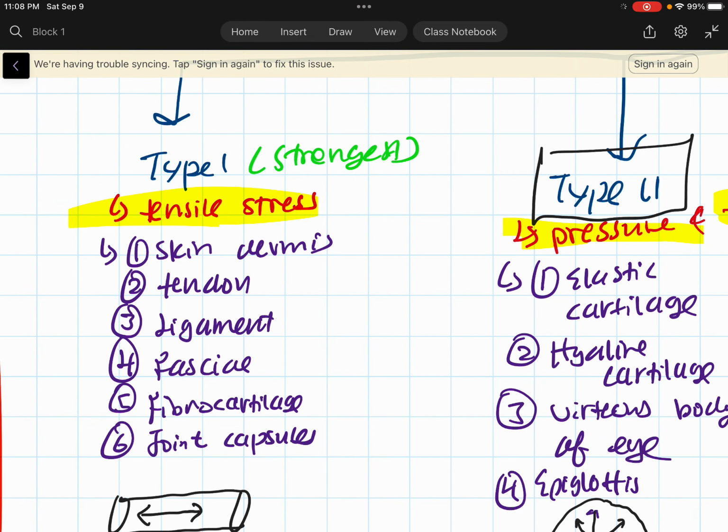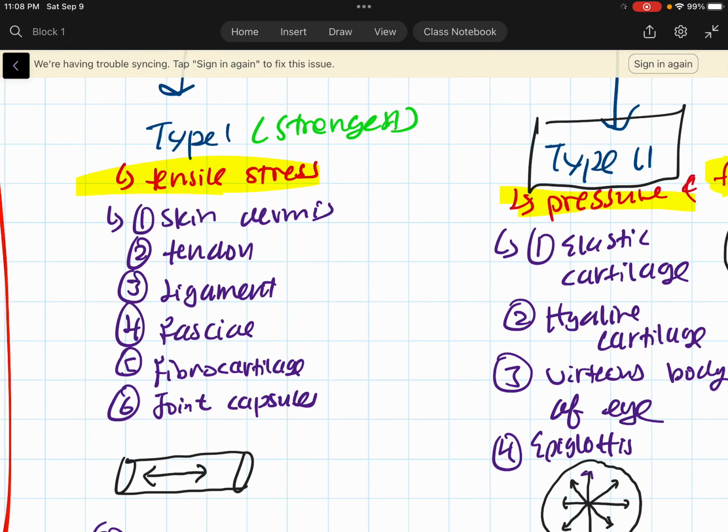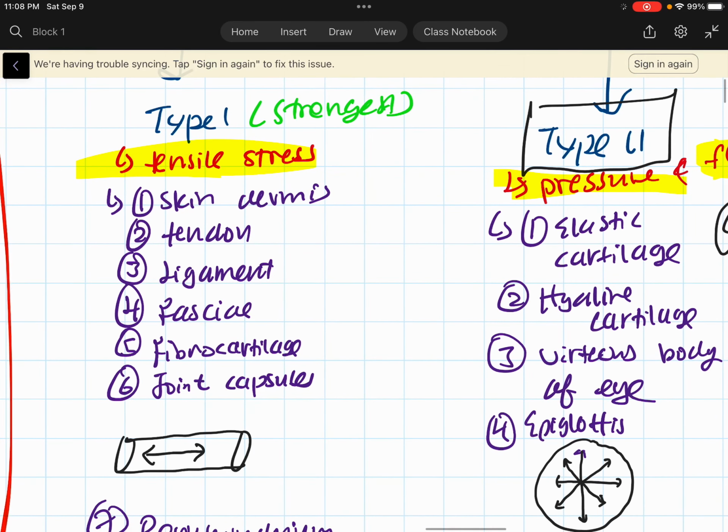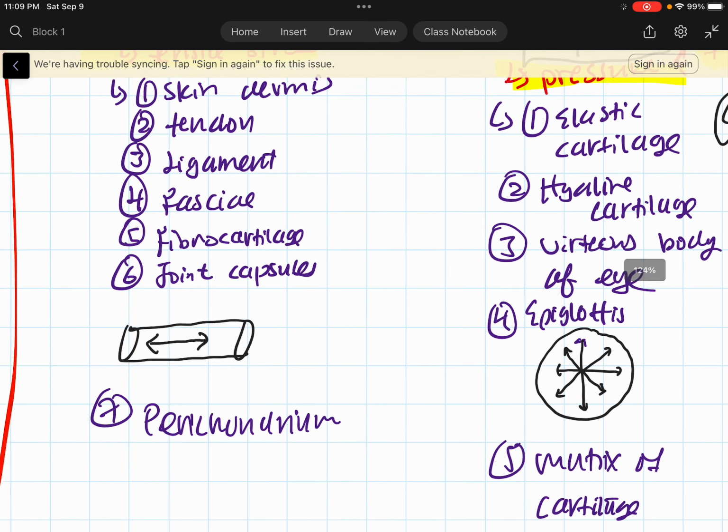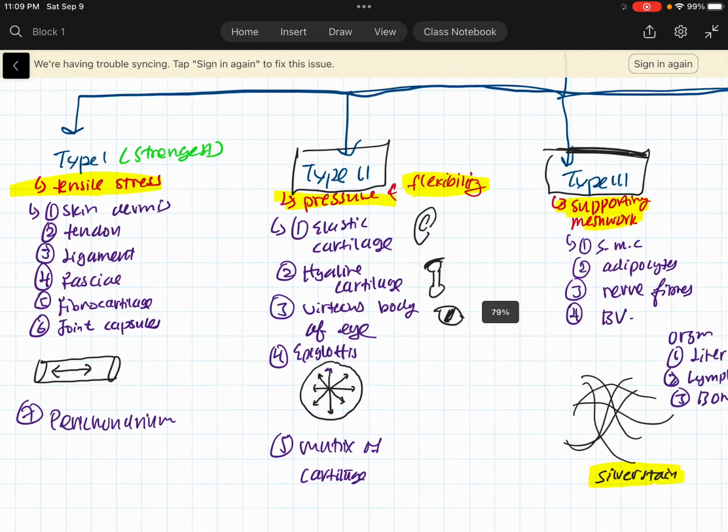So type 1 is the strongest collagen fibers, and you can imagine them as strong metallic cables. And these strong metallic cables can withstand high tensile stress. So where can you find these strong metallic cables? Well, you can find it in the skin dermis, the tendon, the ligament, the fascia, the fibrocartilage, the joint capsules, and the perichondrium.